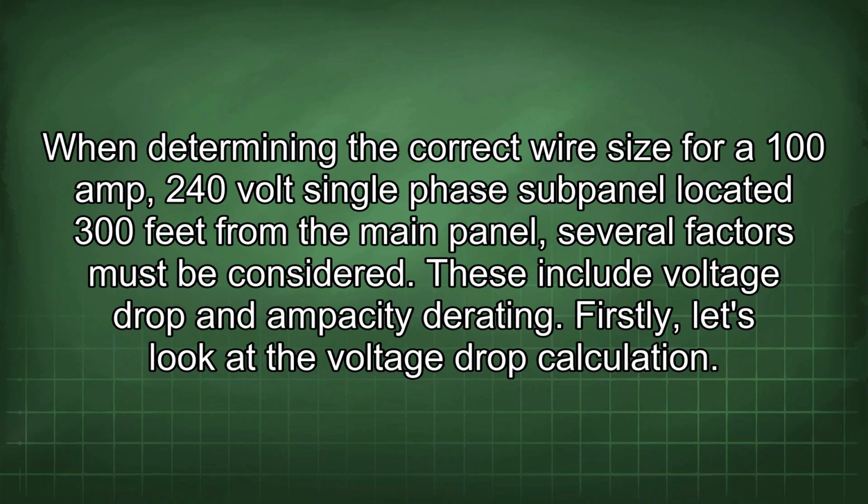When determining the correct wire size for a 100 amp 240 volt single-phase subpanel located 300 feet from the main panel, several factors must be considered. These include voltage drop and ampacity derating. Firstly, let's look at the voltage drop calculation.